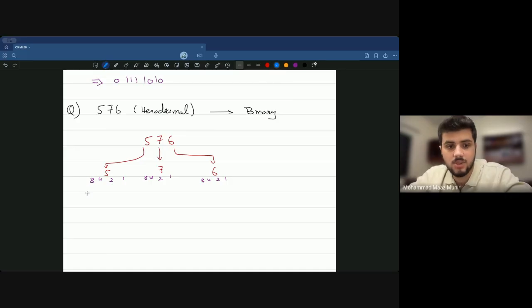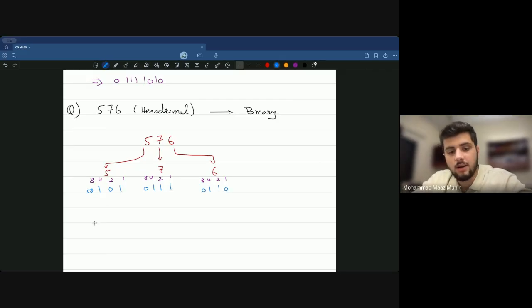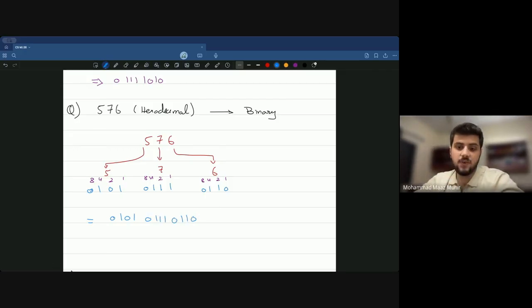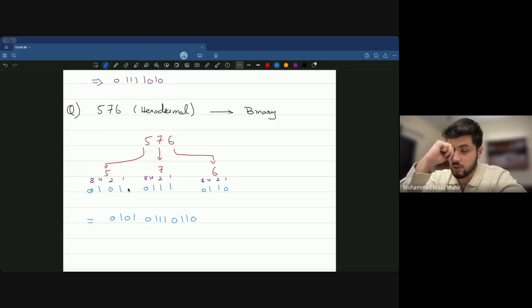So for 5 it's going to be 0 1 0 1, for 7 it's going to be 0 1 1 1, and for 6 it's going to be 0 1 1 0. I'm just going to write all of them together: 0 1 0 1 0 1 1 1 0 1 1 0. This is basically one of those difficult questions which, if it ever comes in the exam, you just have to deal with this way. So this is how you convert from a hexadecimal to a binary, and from a binary to a hexadecimal.